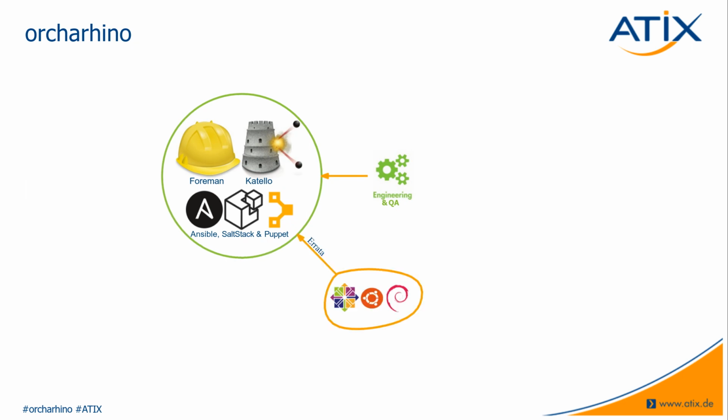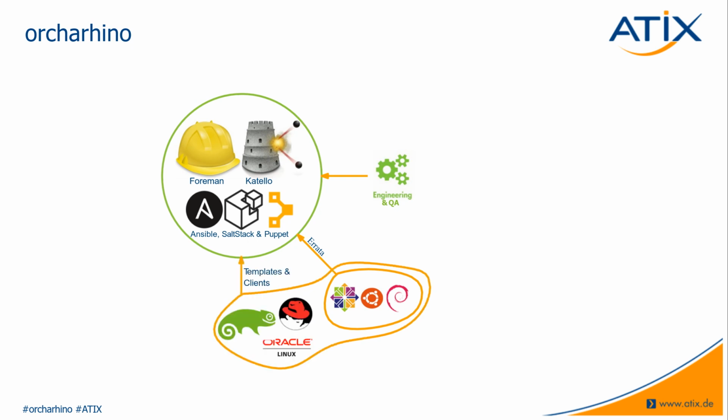In addition, we provide errata, as I said. Originally, errata were only available for enterprise operating systems, this would be RHEL and SLES. We also provide them for CentOS 7 and Debian and Ubuntu, as I already mentioned. In order to deploy and support the operating systems, of course, we also provide the templates which are necessary to deploy the servers, and the clients which are required to register the hosts to orcharhino so that the content and the repositories can be provided.